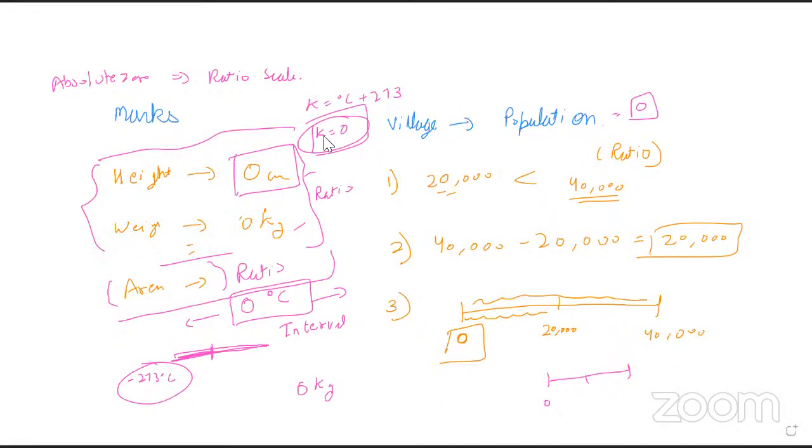Excuse me, sir, can you hear me? That means the range of Kelvin will be 0 and above. Yeah, it goes from 0 till some value. I don't know the max value.